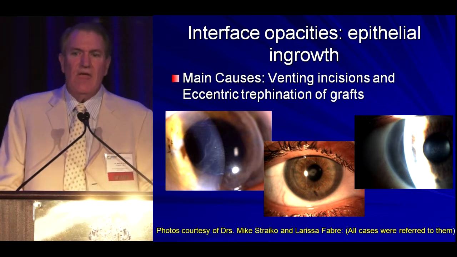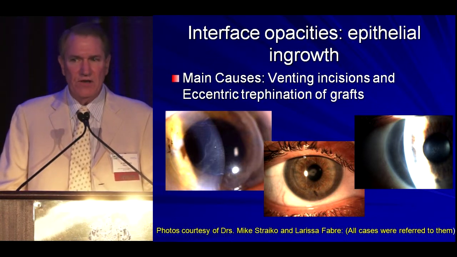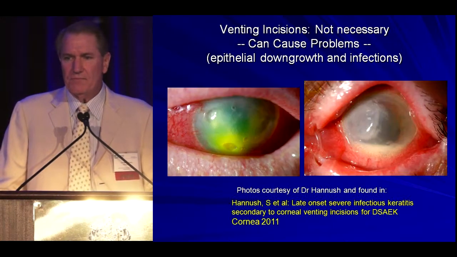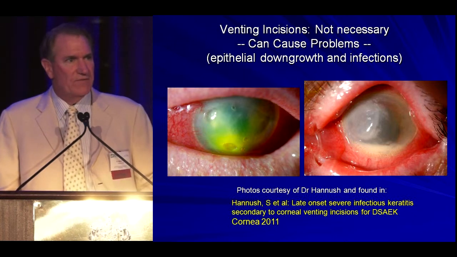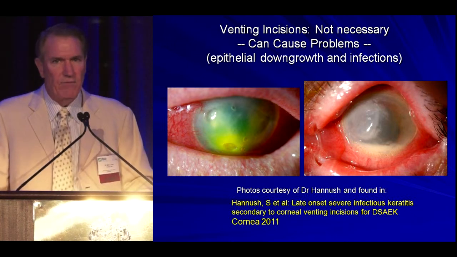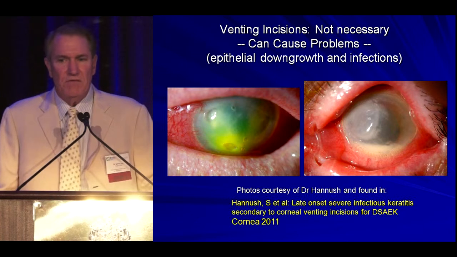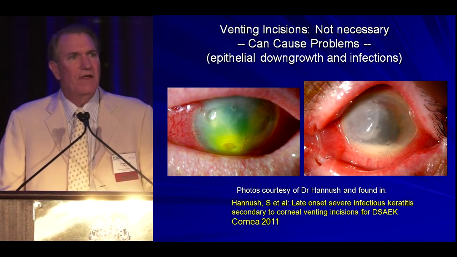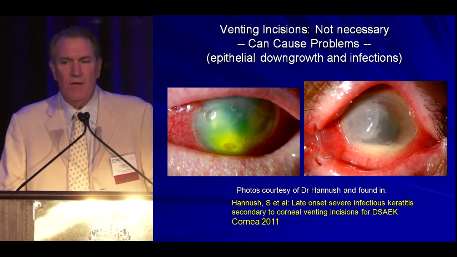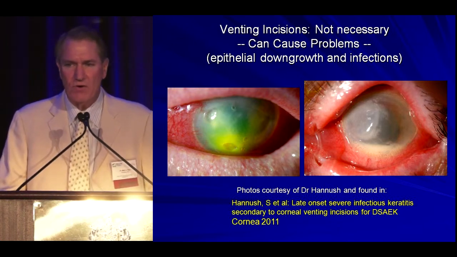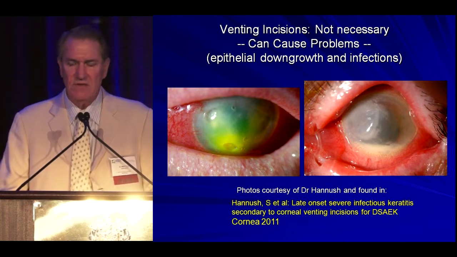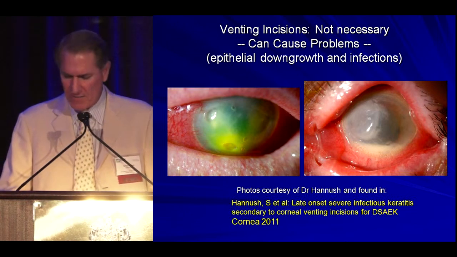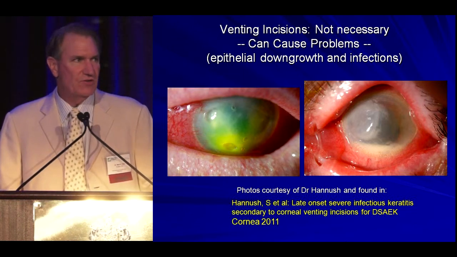Venting incisions and eccentric trephination of the graft can cause interface opacities, which are epithelial ingrowth. A very severe problem, a very horrible problem to have with venting incisions, is infections and melts. They're rare. It's amazing they don't happen more often, but they do happen. These photos are courtesy of Dr. Hanush. He published this in the journal Cornea. And these patients, one of them got a severe melt, the other one got an endophthalmitis, all because of the venting incisions.